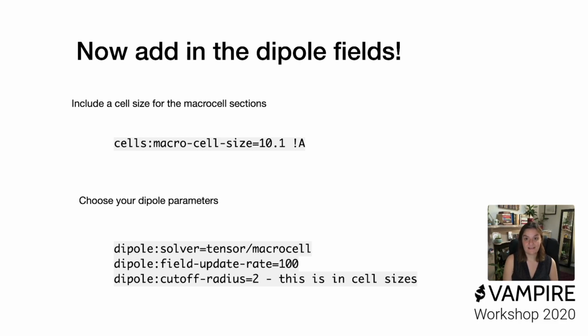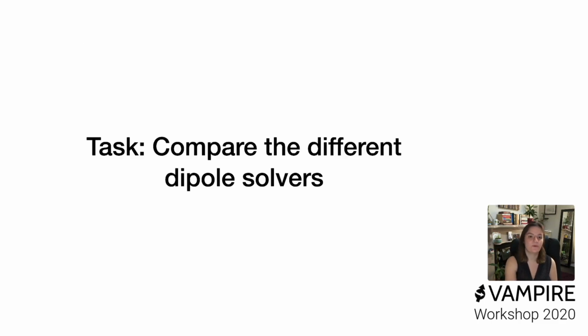So now we want to add in the dipole fields. What we want to do is include the cell size from the macrocell. So we're going to use exactly the same cell size again, just 1 nanometer. And then we're going to choose our dipole parameters. We'll just keep those exactly the same as the past simulation. And then we'll choose whether we want the tensor or the macrocell approach. So if we start with tensor again, just like we did before.